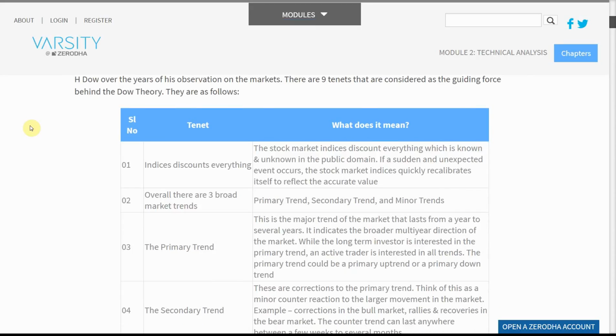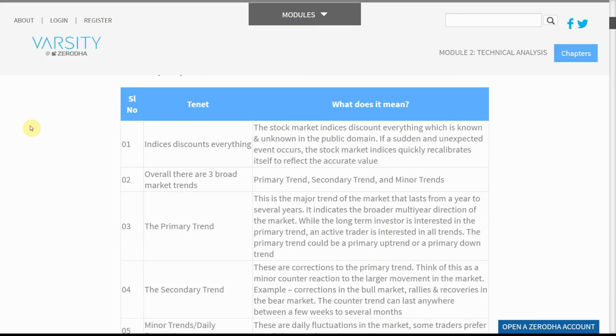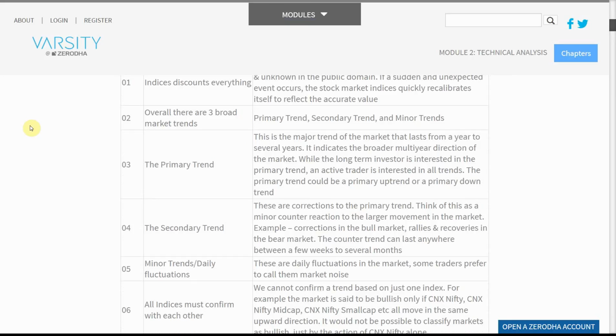1. Indices discount everything. The stock market indices discount everything which is known and unknown in the public domain. If a sudden and unexpected event occurs, the stock market indices quickly recalibrate themselves to reflect the accurate value. 2. Overall, there are 3 broad market trends: primary trend, secondary trend, and minor trends. 3. The primary trend. This is the major trend of the market that lasts from a year to several years.